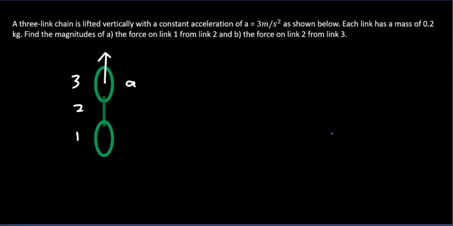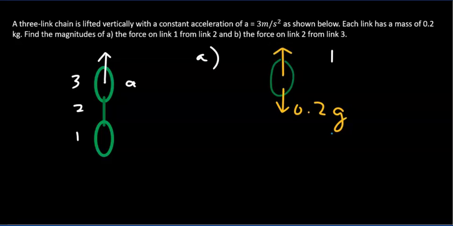Let's do part A first. So let's look at the first link. So that is the first link. What are the forces acting on this first link? You have its weight, which is 0.2 times gravity. And you have the force on link 1 from link 2, which is acting upward. Let's call it F. And of course you have acceleration a, which is known to be 3 meters per second squared.